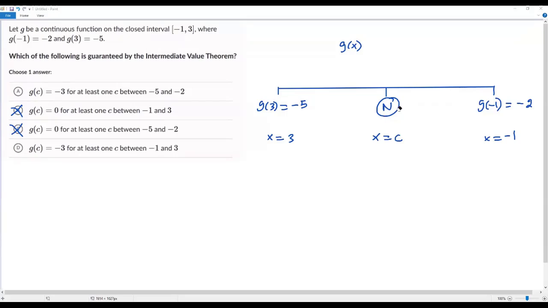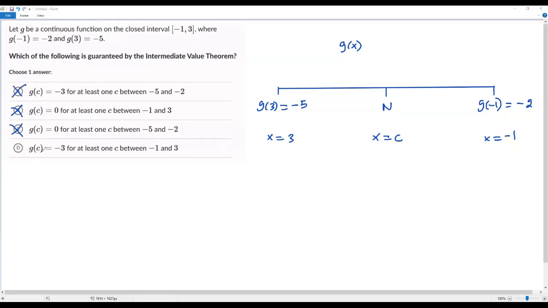Now either option A or option D can be correct. So now we have to decide. As we have discussed in the Intermediate Value Theorem, N is a value between the given two values of the function, -5 and -2. Then there must be a value for x, that is x equals c, between these two values, -1 and 3. When I go over option A, c is a value of x between -5 and -2. No, it's not possible, because we have discussed clearly c is a value between -1 and 3. So we can reject option A as well. So option D has to be correct.